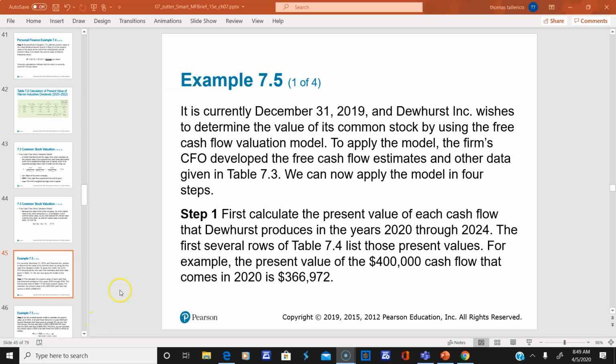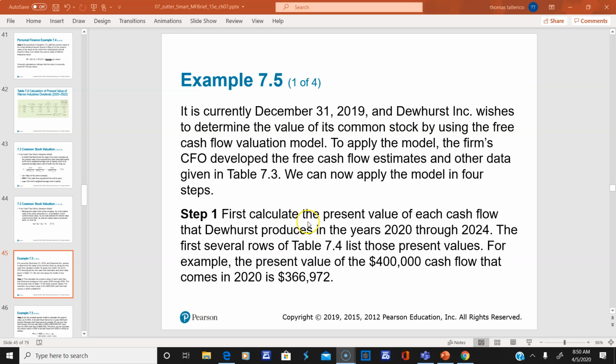So this is part 5 now. We're up to slide 45. So we're going to look at this free cash flow model. It's December 31st, 2019, which was 3 months ago when we thought everything was okay. And Dewhurst wishes to determine the value of its common stock by using the free cash flow valuation model. To apply the model, the firm's CFO developed the free cash flow estimates and other data given in Table 7.3. We can now apply the model in 4 steps.